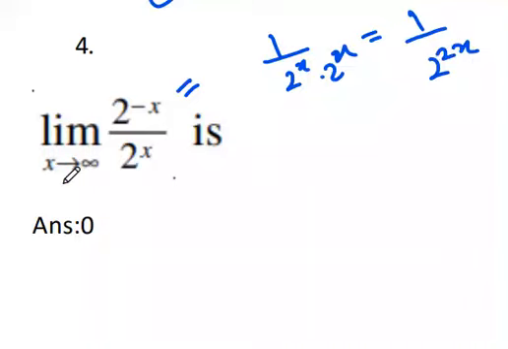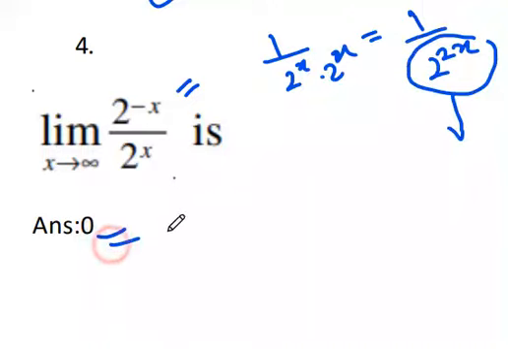So here as x tends to infinity, this denominator is getting larger and larger, goes to infinity, and 1 over something very big means the quantity becomes very small. That's why the limit of this function is equal to 0.